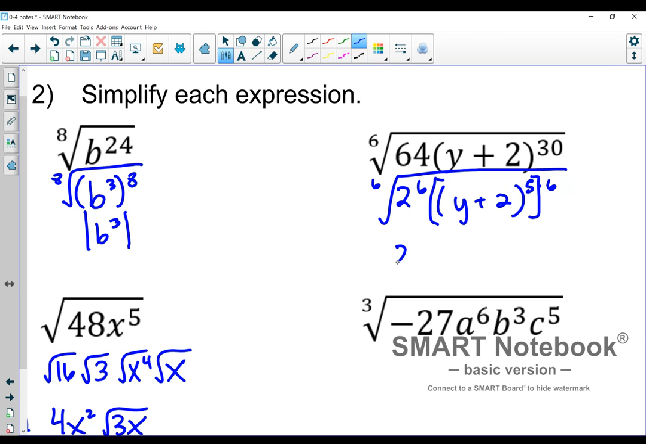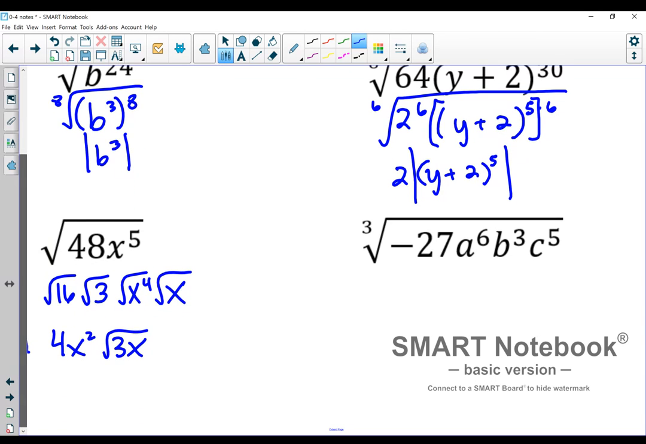So this would be 2 times y plus 2 to the 5th. And I would need those absolute value signs again around the y plus 2 to the 5th. Not around the 2, because 2 is just always positive, but around the rest of it. So this one's a little more complicated.